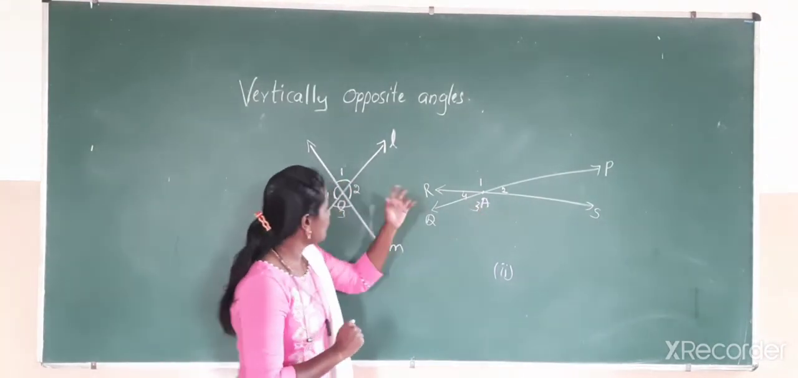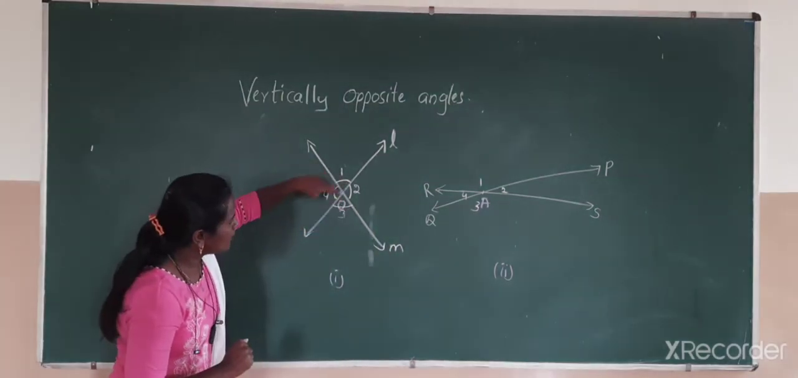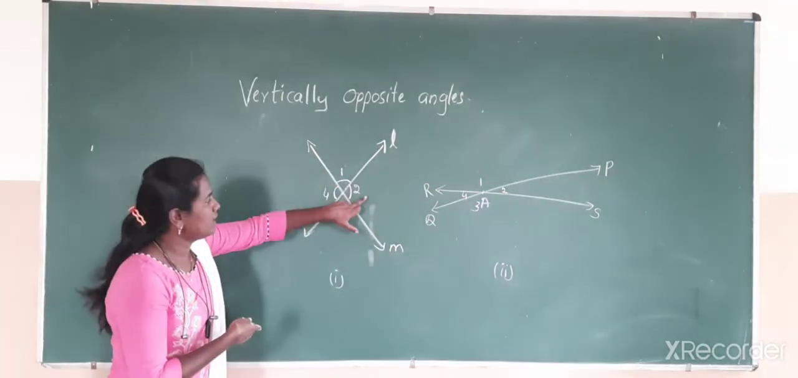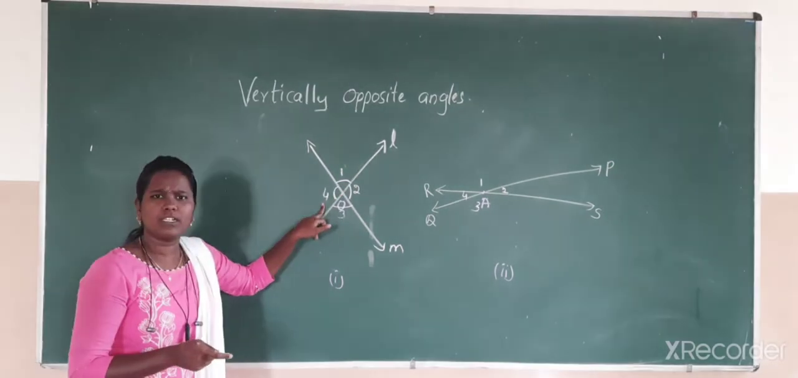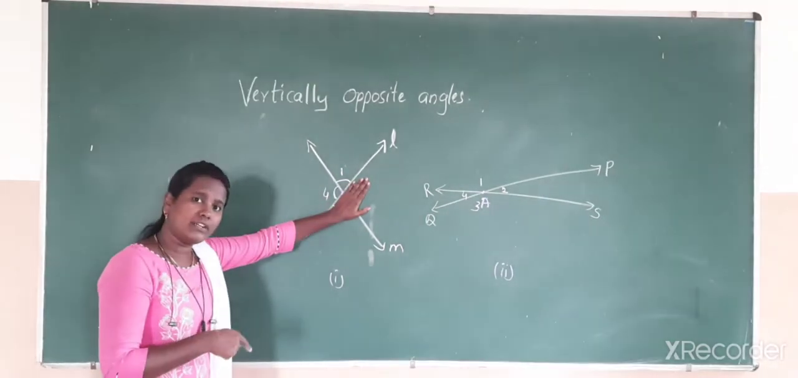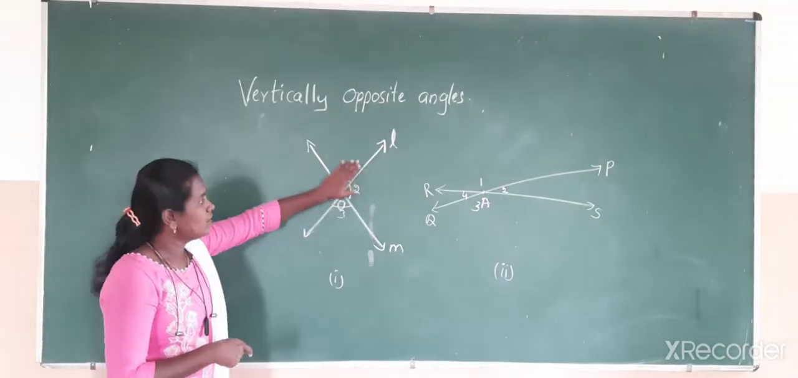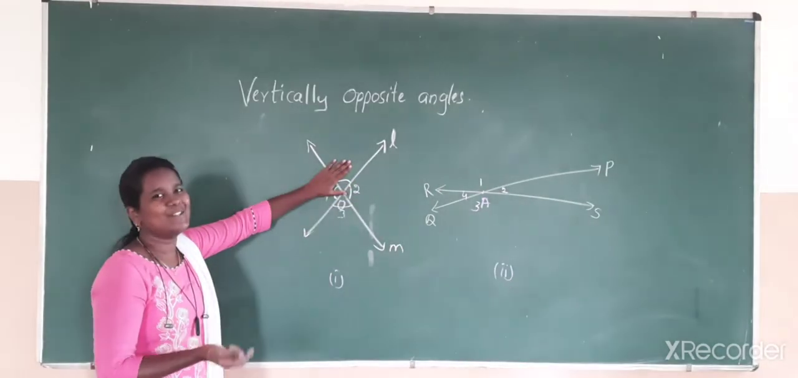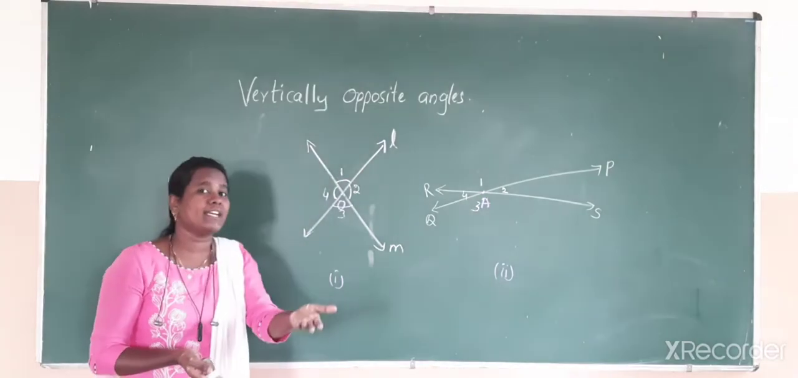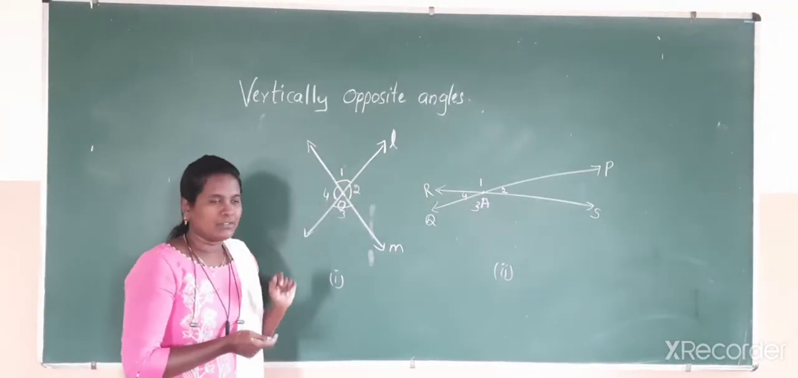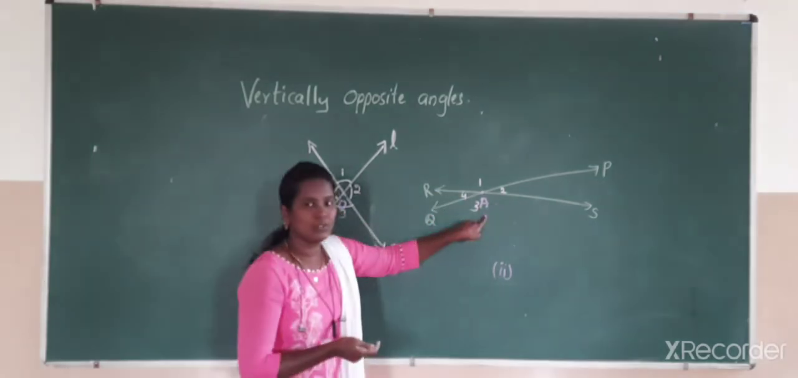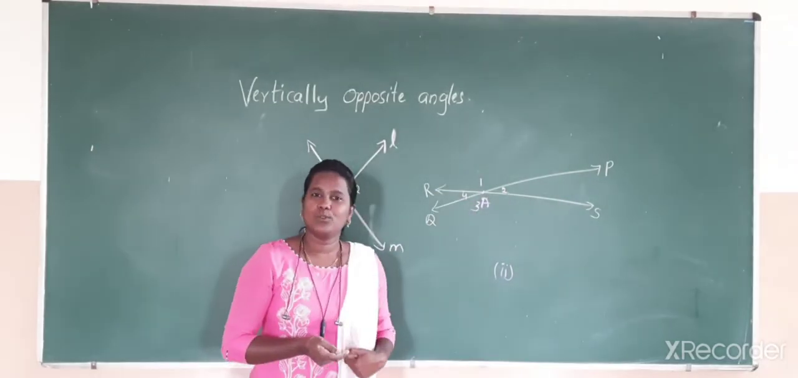In this figure, if you observe, you see that 1 is similar to 3 and 2 is similar to 4. Are 1 and 4 equal? Just observe. Are 1 and 4 equal? No, they are not. Are 2 and 3 equal? No, they are also not. So which two angles are equal? 1 and 3 are equal, 2 and 4 are equal. Here also the same, 1 equal to 3 and 2 equal to 4.